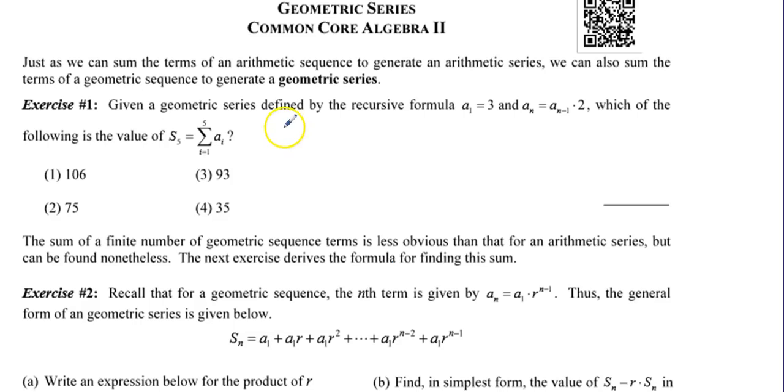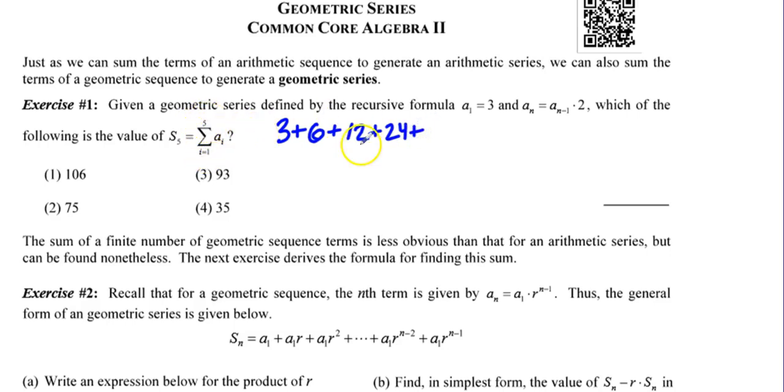So hopefully you paused and you worked this out. We're going to start with 3. Then we're going to add it to the next term, which is 3 times 2, 6, etc. So we keep multiplying by 2. The question is, when do we stop? Remember, the summation tells us when to stop.